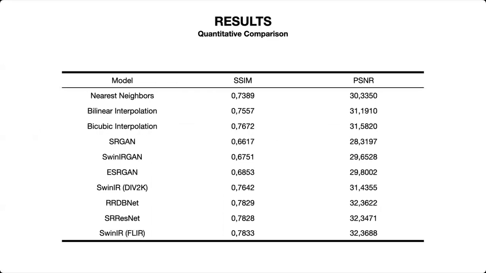From the obtained results, it can be concluded that the SwinIR transformer trained on the FLIR dataset shows the best results among other models. Additionally, according to the results, CNNs are better than GANs overall. It is also visible that SwinIR trained on the FLIR dataset performs better than SwinIR trained on the grayscale DIV2K dataset.